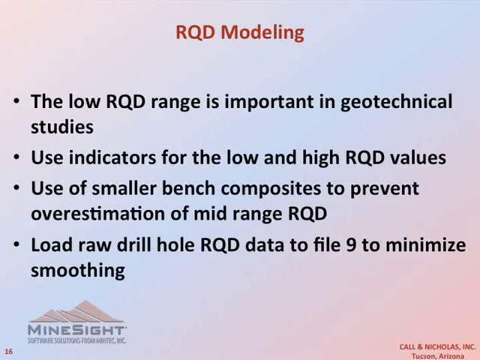Some of the ways that we're doing that is using indicators for the low and the high RQD, use of a smaller bench composite, which helps with the overestimation of the mid-range RQD, and a lot of times we end up loading raw drill hole data right into the composite file so that it helps retain the high and the low RQD and doesn't spread everything into the mid-range.